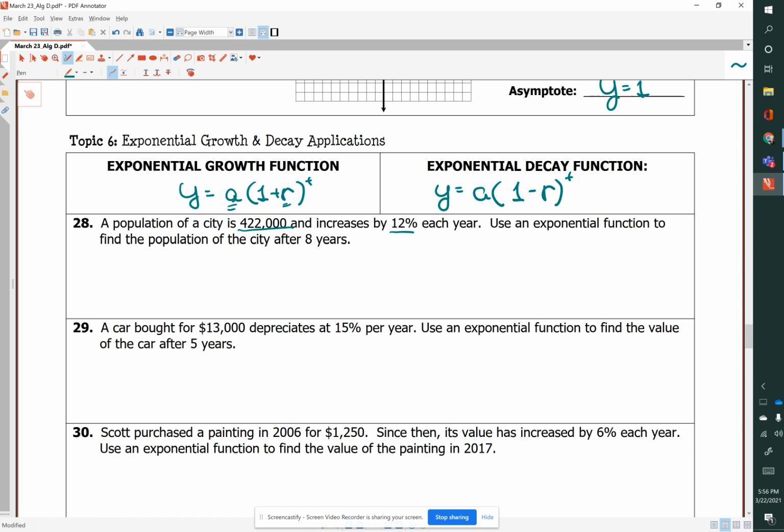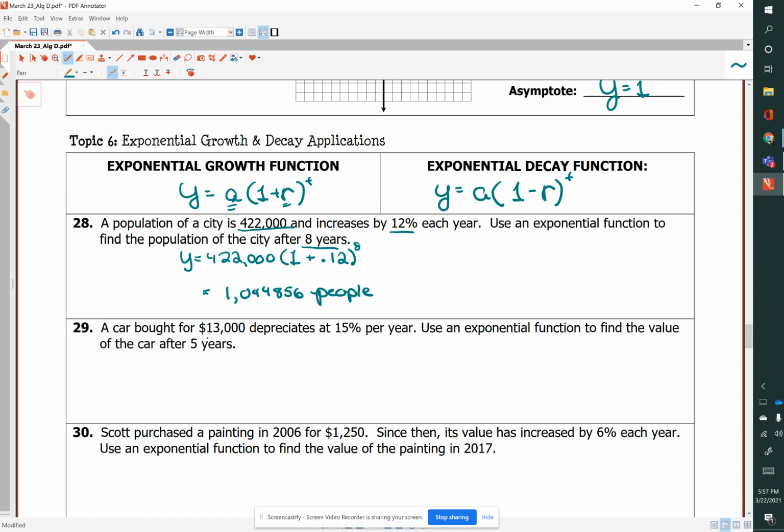Population of the city is 422,000 and increases by 12% each year. It's a growth function. Use the function to find the population of the city after 8 years. So the rule will be y equals 422,000 times the quantity of 1 plus 0.12 raised to the 8th power. And when I evaluate that, I get, after 8 years, there'll be 1,044,856 people. Remember, with people problems, we always round off to a whole number.